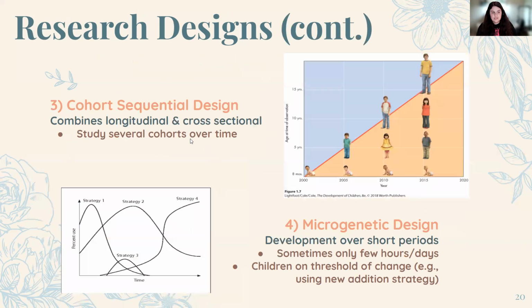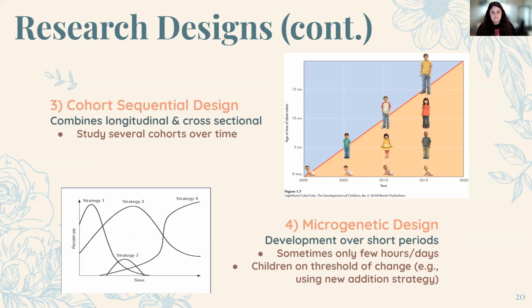Now we have cohort sequential design. So this is actually combining longitudinal and cross-sectional designs. So you're studying several cohorts over time. It's depicted in this graph here. At the bottom, we have the year 2000, 2005, 2010, and so on. As you can see, at each point in time we are studying different individuals, but we're also following one individual over time. So it's combining both of these research designs, longitudinal and cross-sectional.